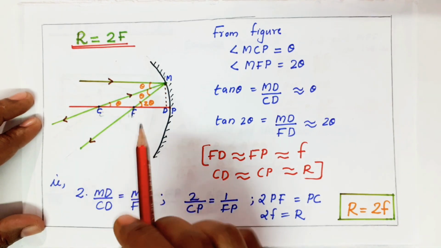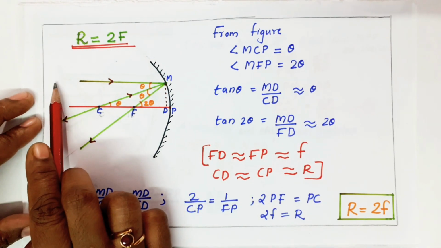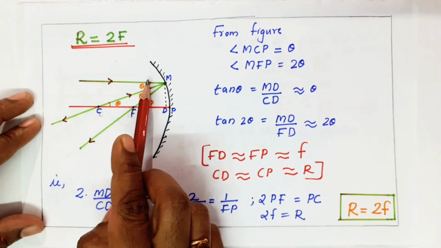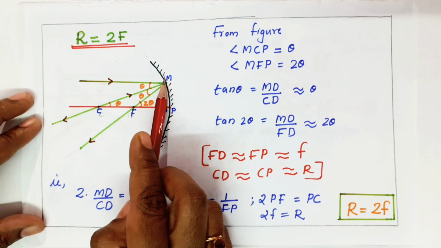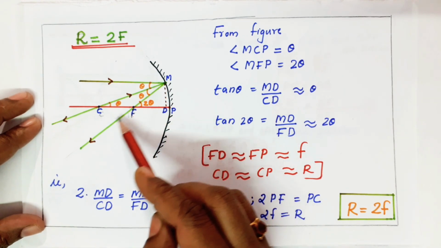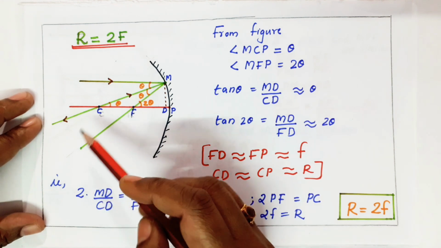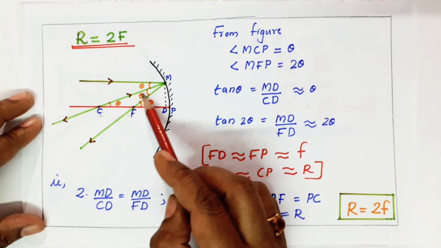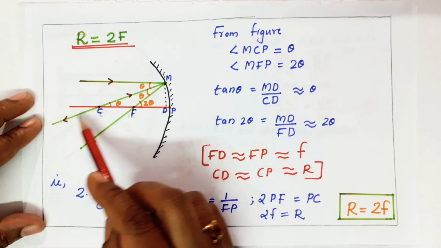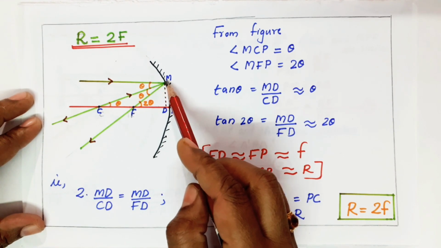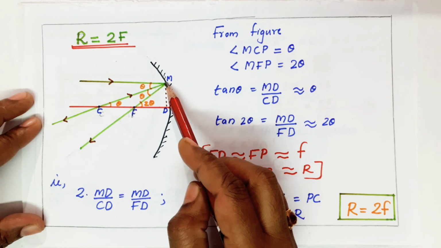Here I have taken a diagram in which the light ray is coming from infinity. That means the rays are parallel. It is incident on a concave mirror and gets reflected. This is the light ray which is passing through C, that is, it retraces back. And this one is nothing but the normal at the point M.